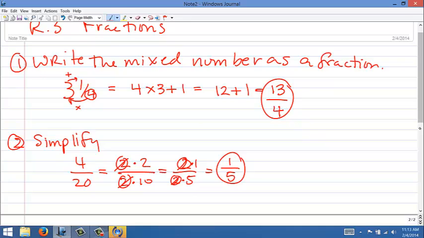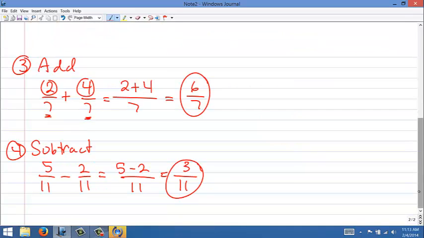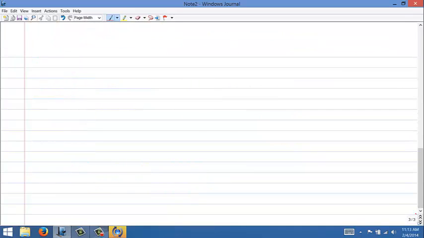Alright. Whoops. A couple more. So let's look at, again, this is an add, but in this case we're going to add two mixed numbers together.